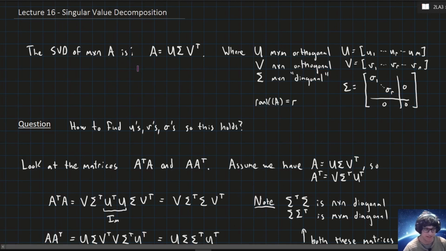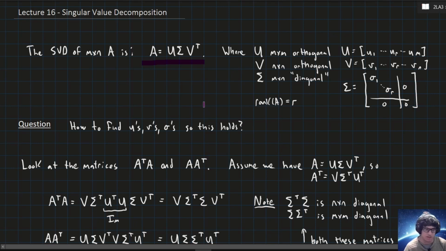So we've come up with the template for the singular value decomposition. We have A equals U sigma V transpose, where U is m by m orthogonal, V is n by n orthogonal, and sigma is m by n, and it has a sort of diagonal formation. So the main question is, how do we find the U's, V's, and the sigmas that will make this equality true?